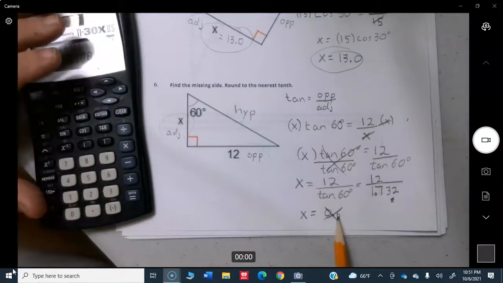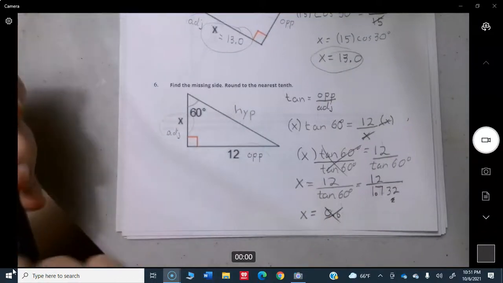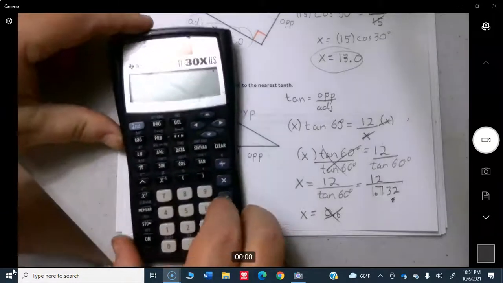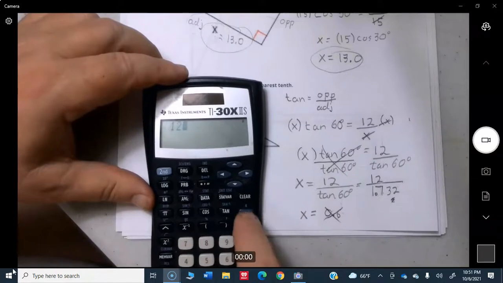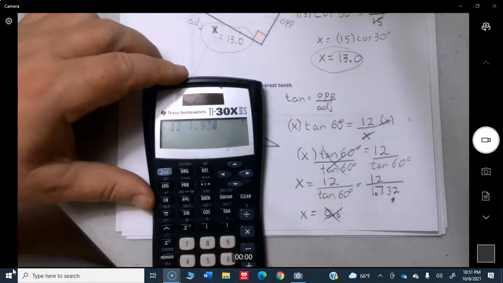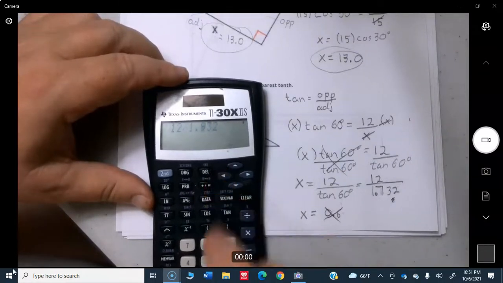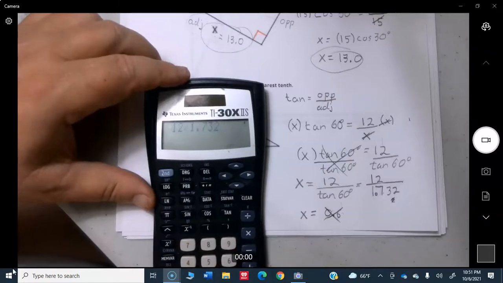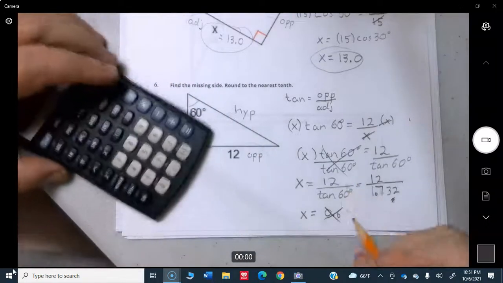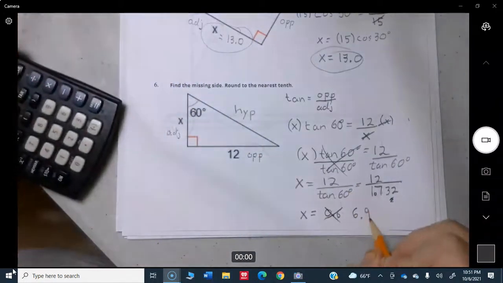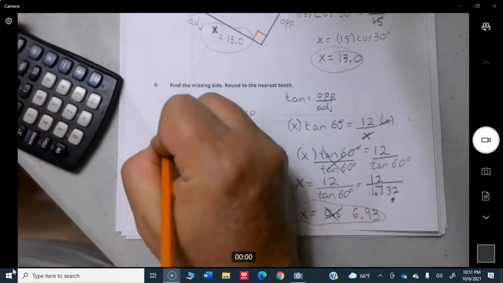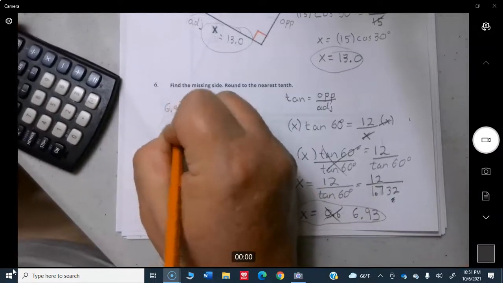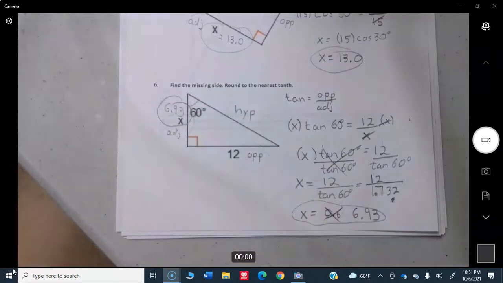And what I did is I saw that answer did not seem like a reasonable answer. So I went back and recalculated. So here we go. 12 divided by 1.732. Whoops, got that one wrong. 1.732. And that equals 6.93, we'll call it. So that's the value of x. I'll write it over here, 6.93. And that's your answer for that.